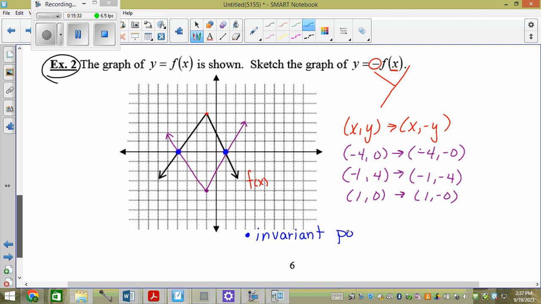Sometimes they'll ask you for the invariant point. Sometimes they'll ask you how many invariant points there are. So sometimes you just list them, sometimes you just have to tell how many there are. So that's a reflection in the x-axis where the y's are being negated. Now we're going to flip over to the next page. And what do you suppose we're going to do? Reflection in the y-axis where the x values are negated.